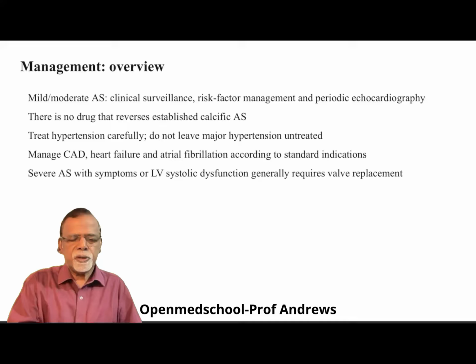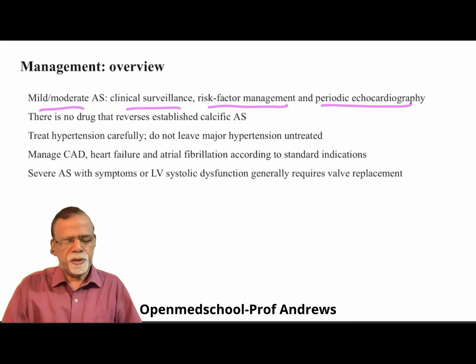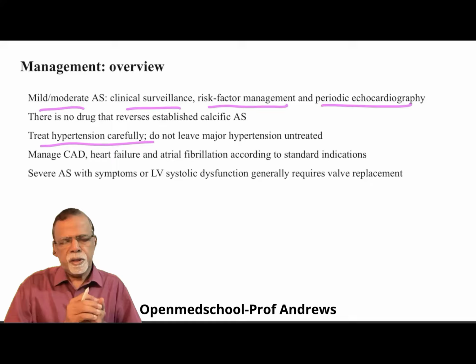Now go to the management. Mild and moderate aortic stenosis: clinical surveillance, risk factor management and periodic echocardiography. There is no drug that can reverse aortic stenosis, even though early studies have shown that statins can slow the progression of aortic stenosis. Treat hypertension carefully. Contrary to popular belief, 45 to 60% of aortic stenosis patients can have hypertension. Treat them. Manage the underlying coronary disease, heart failure, atrial fibrillation according to standard indications.